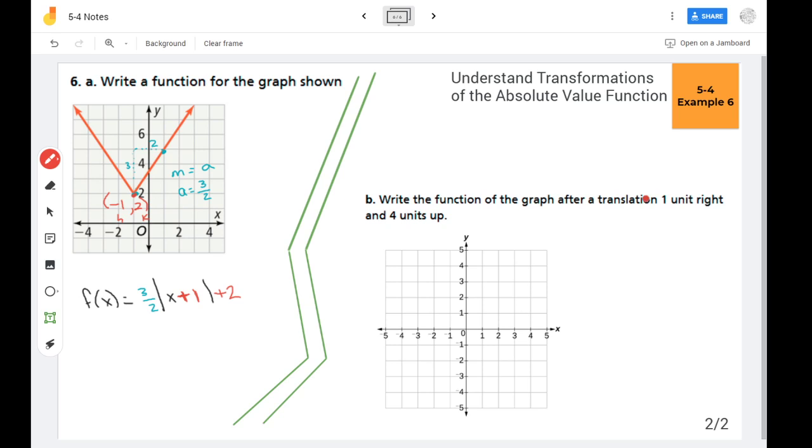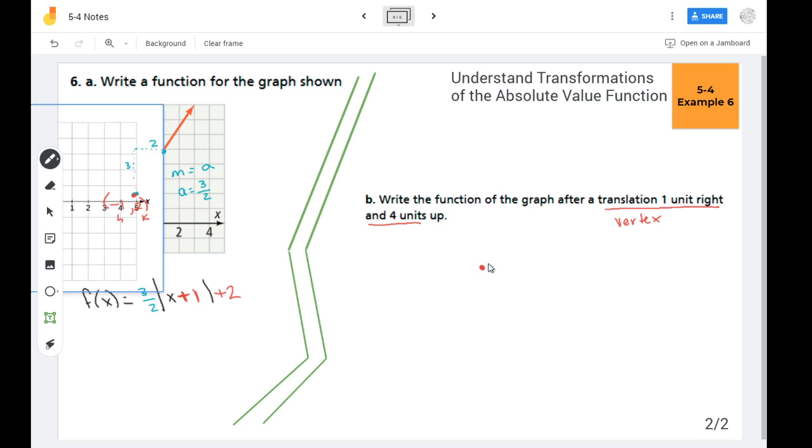Now on this one, they describe it in terms of the transformations. Alright, so if we're translating, that's going to be a change to our vertex. So it says 1 unit to the right and 4 units up. And there isn't any stretch or compression, right? So this graph is going to be a V.